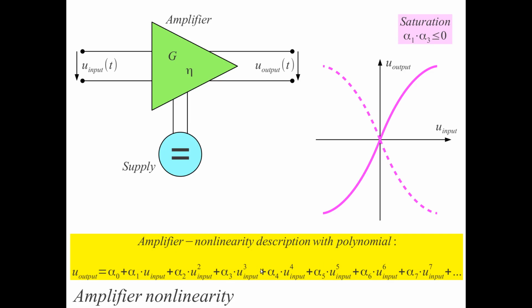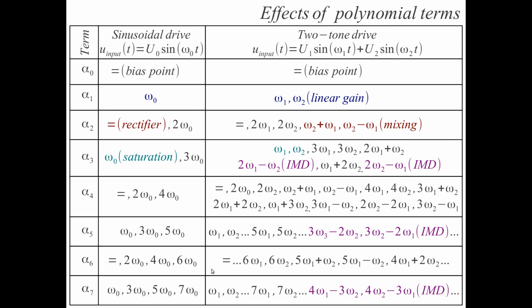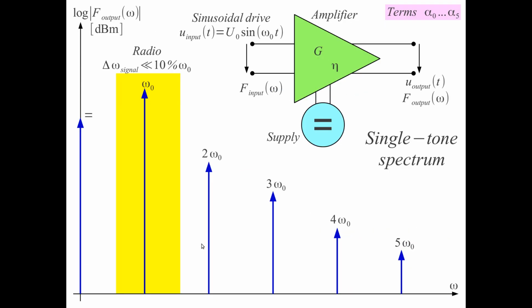So if this polynomial would end earlier, say just up to the fifth harmonic, up to the fifth power, we could only get the fifth harmonic out of such an amplifier. If we look at this in the spectral domain, if we look at the spectrum, what we get at the output of an amplifier that has all these terms.